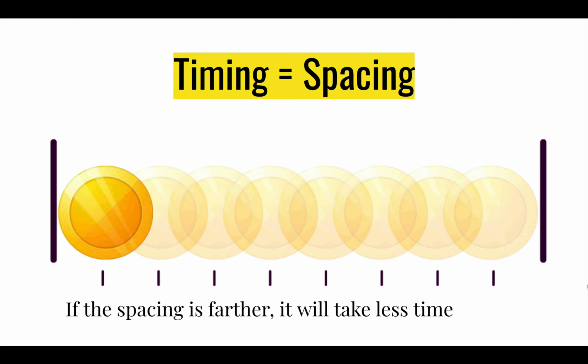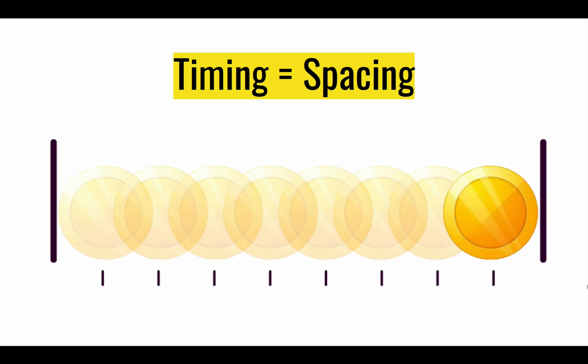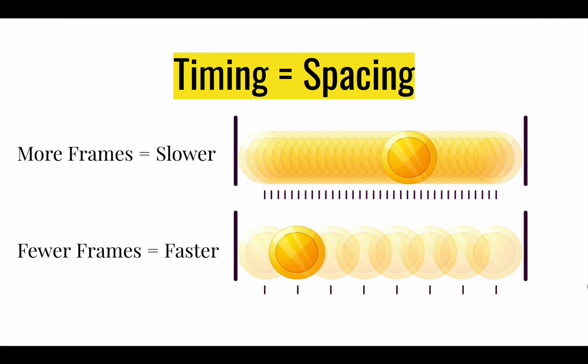However, if we were to space these out farther, it will take up less time, in this case moving much quicker. So you can see the two major differences, and this is fundamental for how you move your objects on the screen. More frames relatively equals a slower speed, versus fewer frames will give you a faster speed.